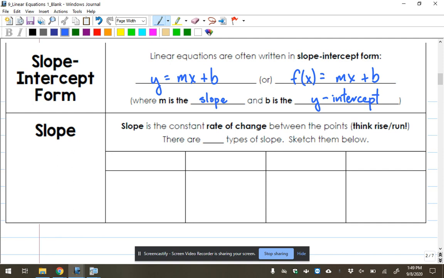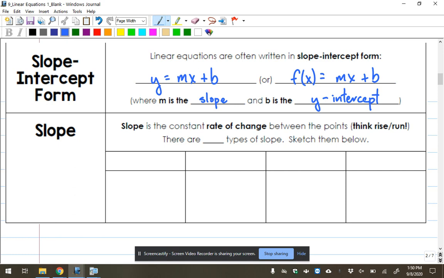Y-intercept. All right, now slope is a constant rate of change, so rate of change and slope are the same thing. So anytime you see slope or rate of change, or in a word problem you see the words per month, per hour, per day, something like that, that per is like a rate of change. You got to think that's slope. Okay, so slope is a constant rate of change between points, and you said rise over run. That's exactly how we want to think of it.